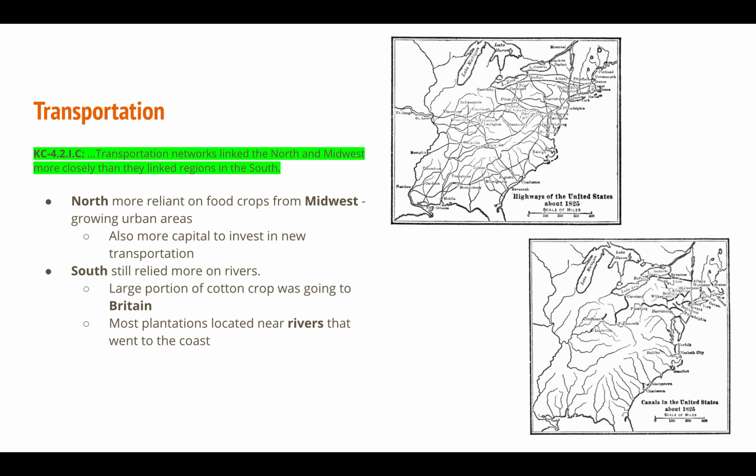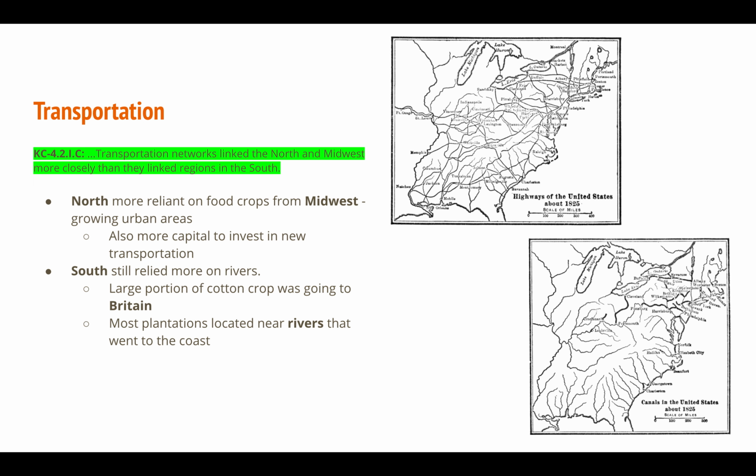And the South is still relying more on rivers. So you can see on the bottom right map that there are more rivers, natural waterways that lead to the coast. A large portion of the cotton crop was also going to Britain, so there is less of an incentive to make a road going up north. And then finally, most plantations are located near rivers that went to the coast.